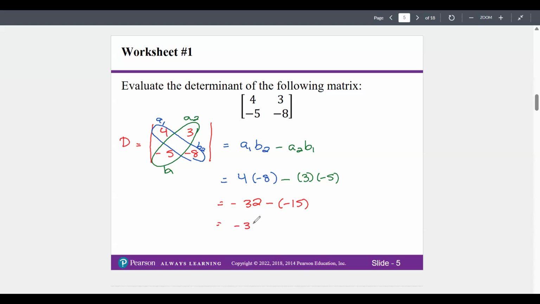So it's going to be -32 plus 15 equals -17. And that's the determinant of that matrix. So why do we bother with a determinant? Well, that's what we're going to be starting to see here next.